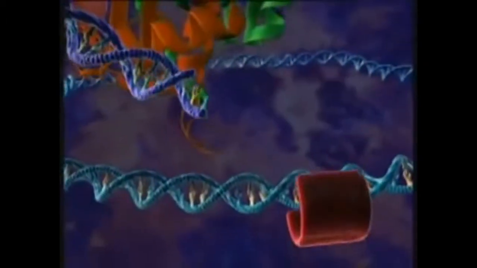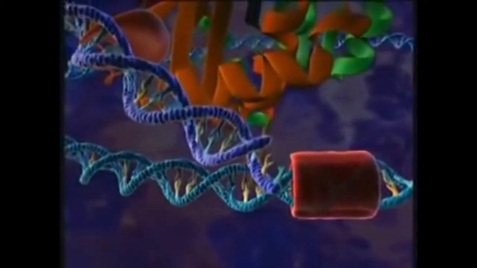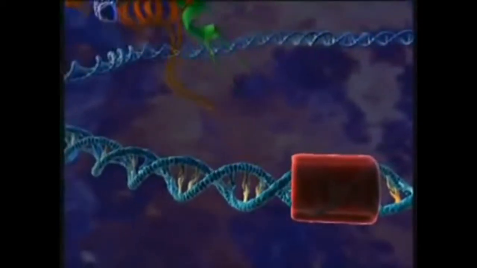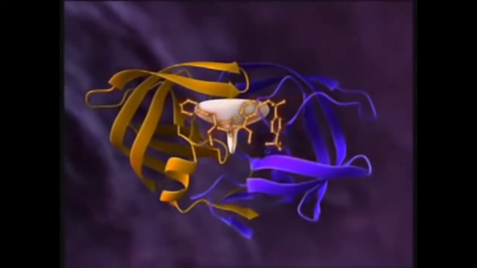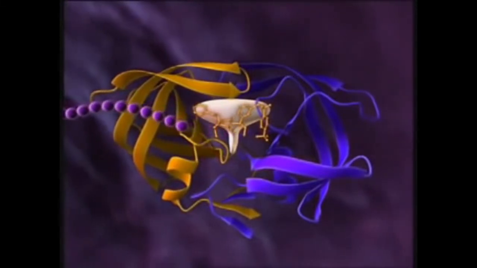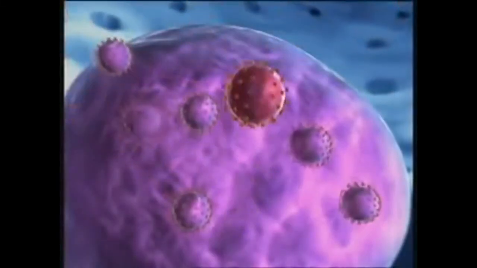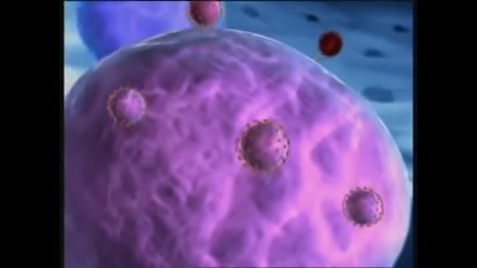The action of integrase can be blocked. Protease inhibitors are also part of standard antiretroviral therapy. Each blocked step in viral replication is a step towards better control of HIV disease.